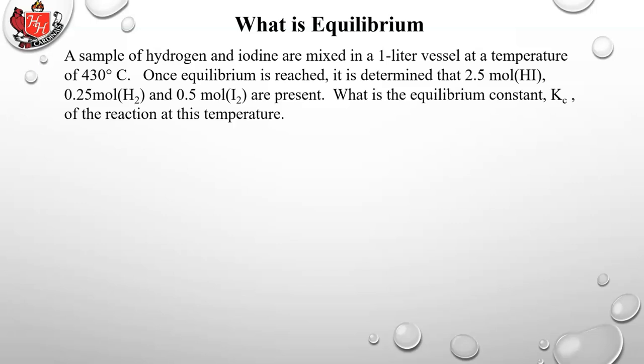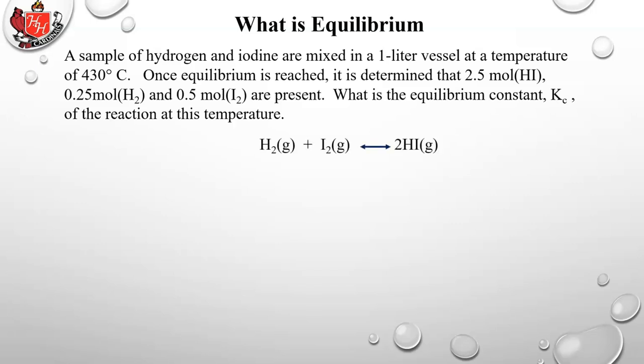So here's an example problem. A sample of hydrogen and iodine are mixed in a 1 liter vessel at a temperature of 430 degrees centigrade. Once equilibrium is reached, it is determined that 2.5 moles of HI, 0.25 moles of H2, and 0.5 moles of I2 are present. What is the equilibrium constant Kc of the reaction at this temperature?